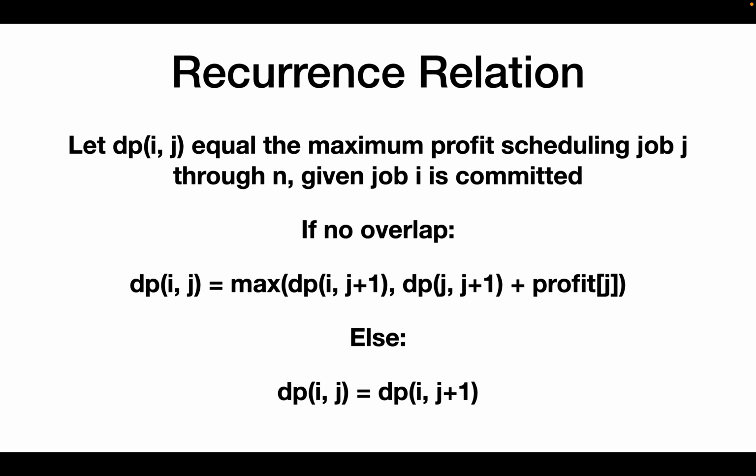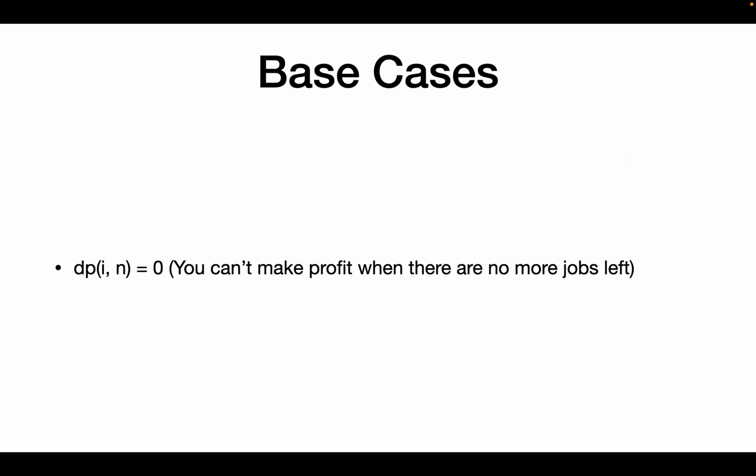And we have to consider if there's overlap or not. If there's no overlap, we have the two choices to make. If there is overlap, then we only have one choice to make. And similarly to how the backtracking terminated, if we've considered all jobs and there's no more jobs that we can make money off of scheduling, right? So at that point, the recursion needs to return 0. There's no more profit.